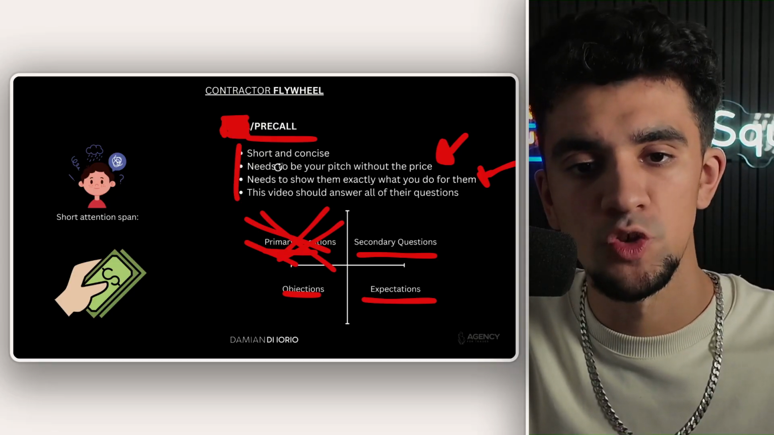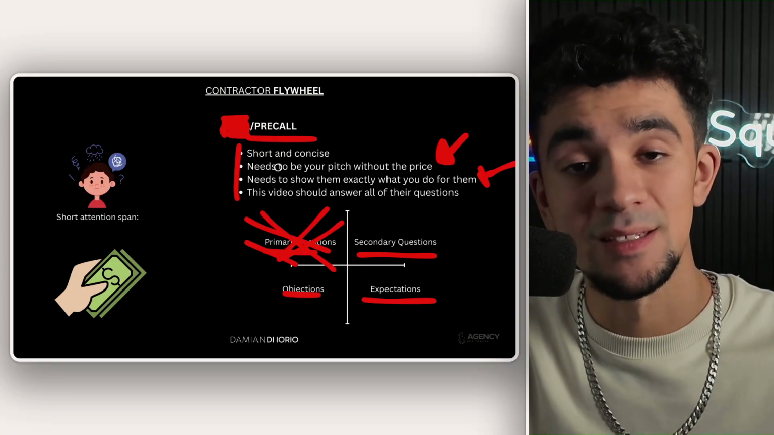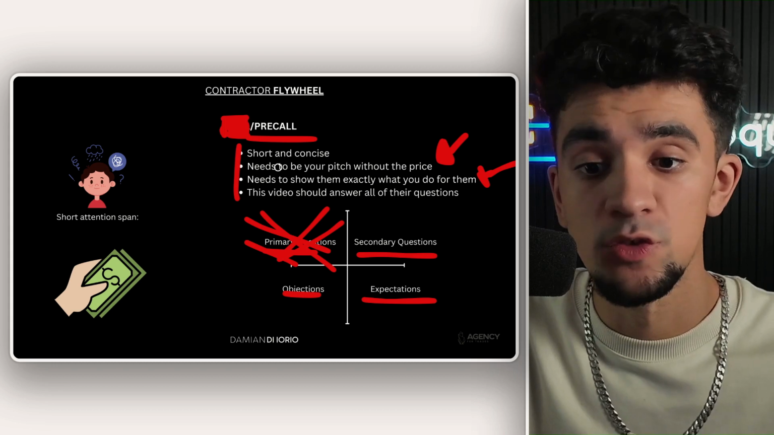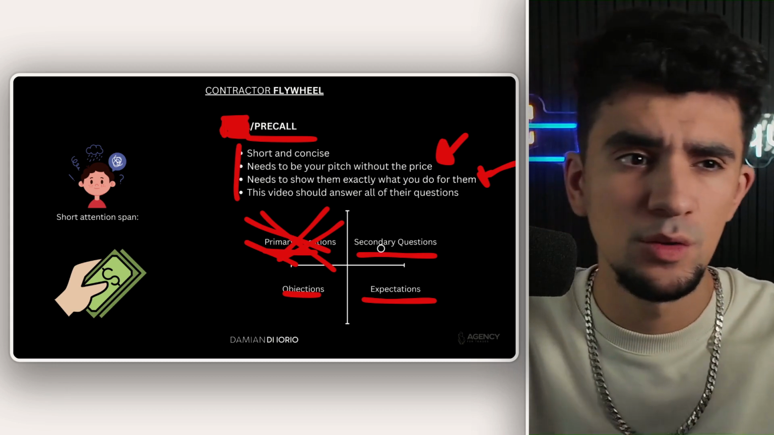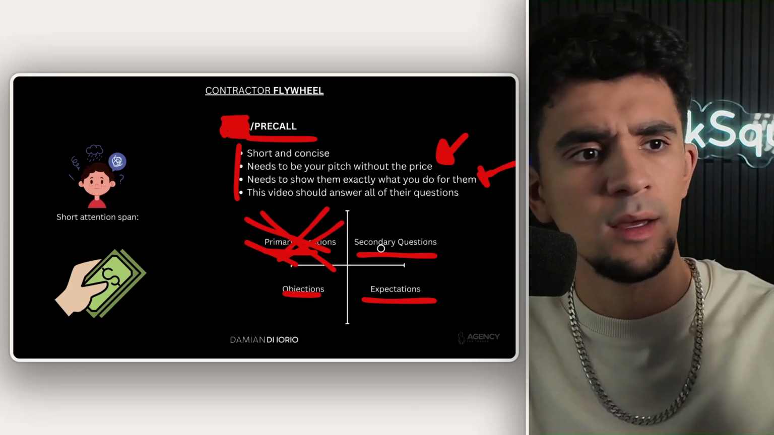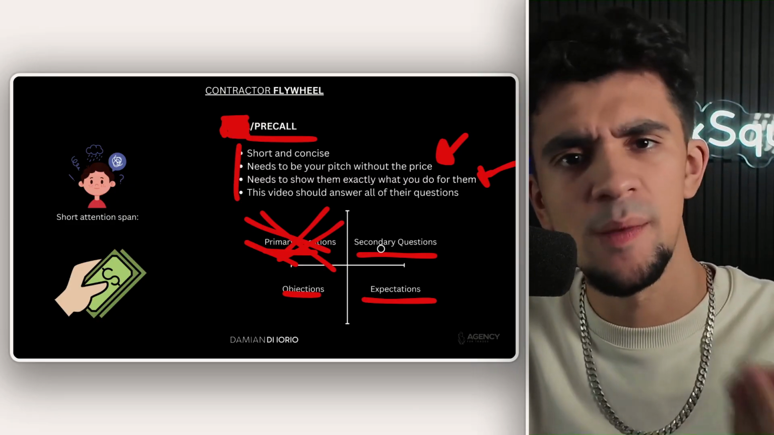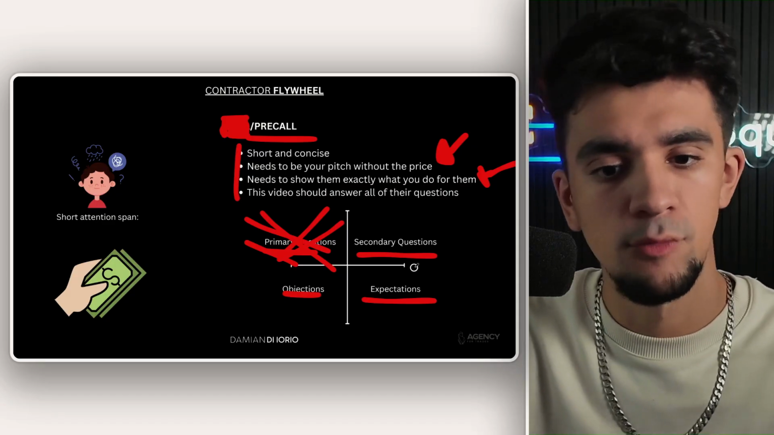You should never have someone watch your pre-call and come back to your sales call and ask, what do you do? It should already be answered. It should be a few secondary questions like, oh, you do this? Oh, can I add one of my staff members on the CRM that you're providing? Okay, yeah, okay, done, ready to go.